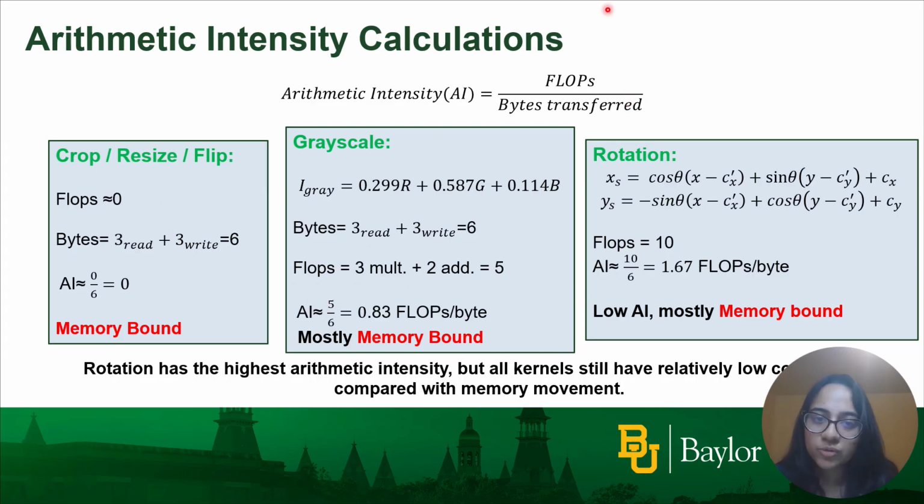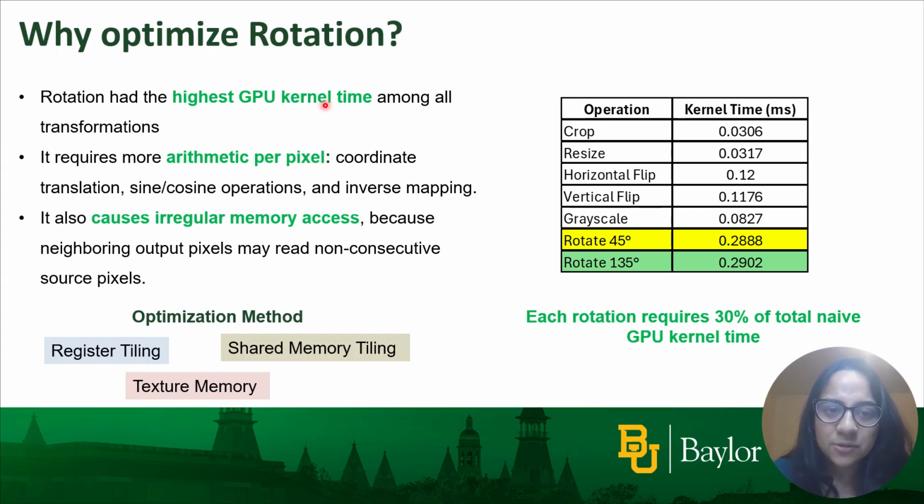Rotation performs more calculations, including multiplications, additions, and sine and cosine related coordinate calculations, and the arithmetic intensity is 1.67 flops per byte. It is higher than other operations, but it is still very low. That's why we can see it's also mostly memory bound. After analyzing the execution times, I focused the optimization on rotation because rotation has the highest GPU kernel execution time among all the operations.